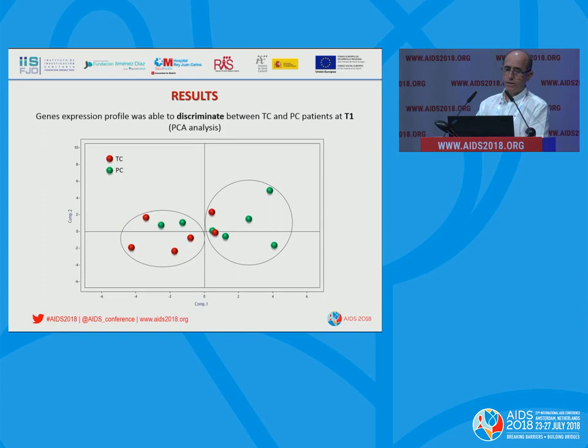This graph represents the results of the principal component analysis, and transient controllers are in red, persistent controllers in green. As you can see, this analysis was able to partially discriminate between TC and PC groups of patients at T1, at time point 1, when both groups still had undetectable levels of viral load. So as you can see, 5 out of 7 persistent controllers grouped together in this cluster, and 4 out of 6 transient controller patients clustered together in this cluster.